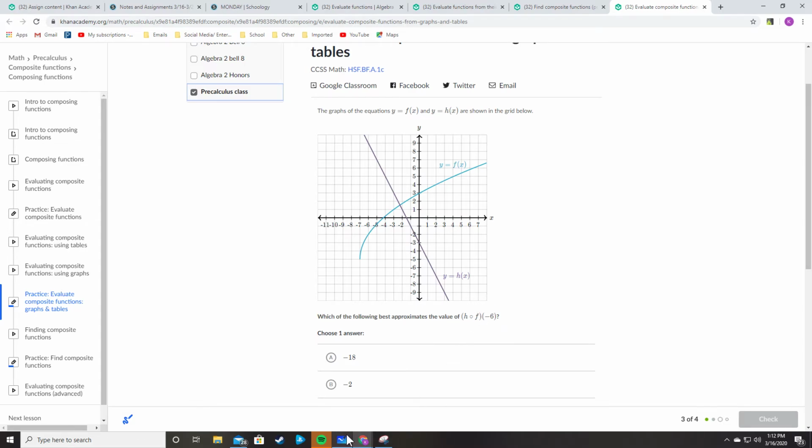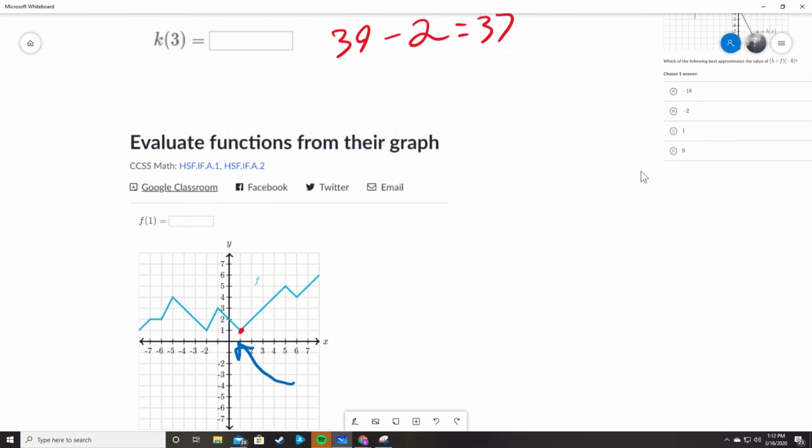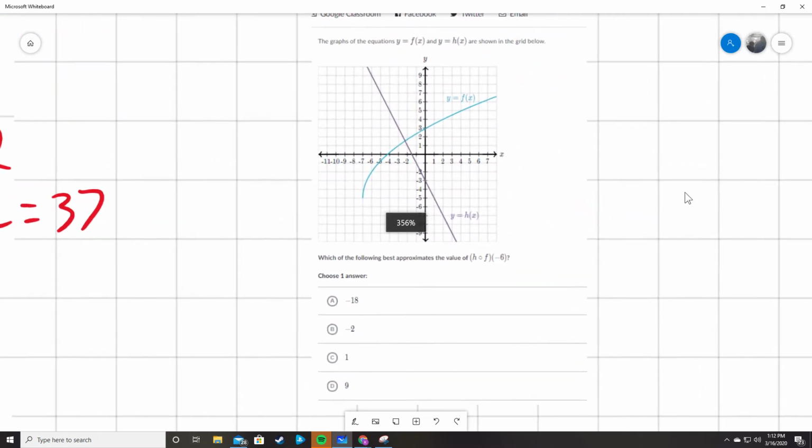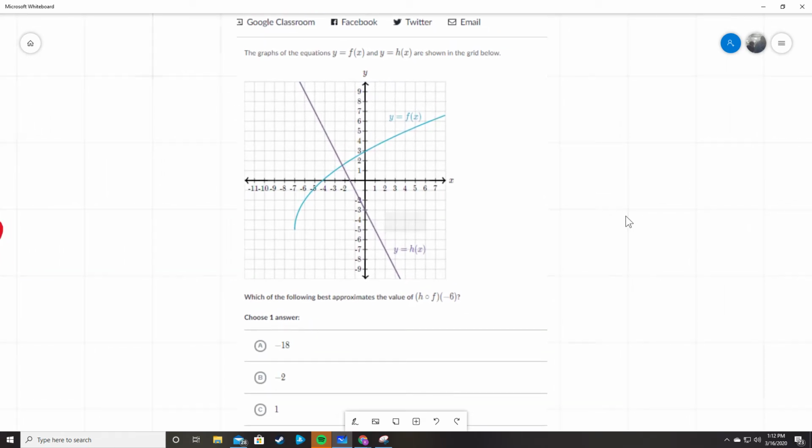So let's look at what we got on the graphs. So what they're telling us here is what is h of f of negative 6. So first thing we're going to have to do is we need to find out what is first f of negative 6. Then whatever we get from this, we put into h of whatever that number is. So let me erase this just to make this look a little neater.